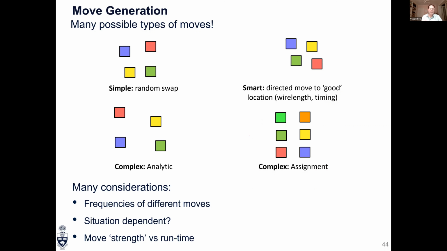Some of these moves can be quite expensive. Running, for example, an analytic placer on a part of your placement or an assignment operator could be much more expensive than a simple random move. So you have to take into account not just the probability you've got a gain, but how long it took you to do it, because that's going to affect how often you can make a move of that type.